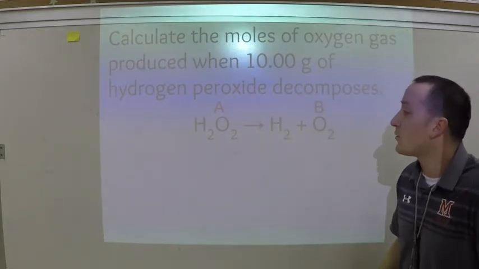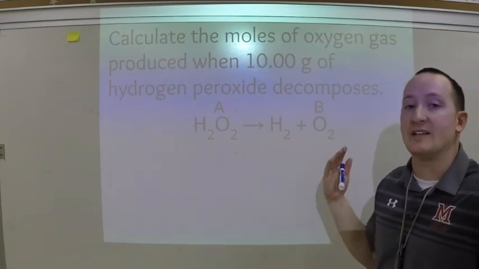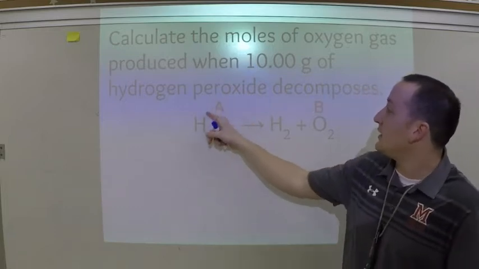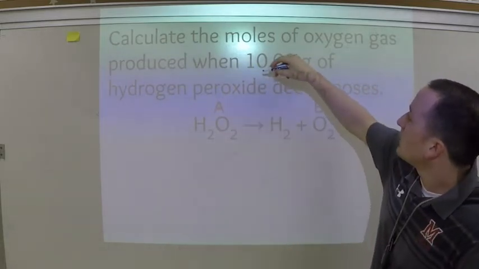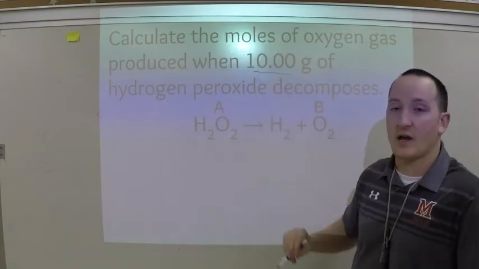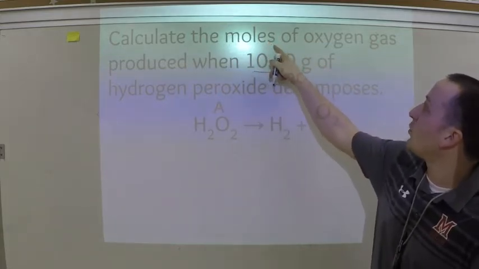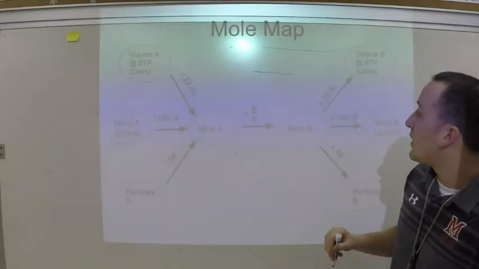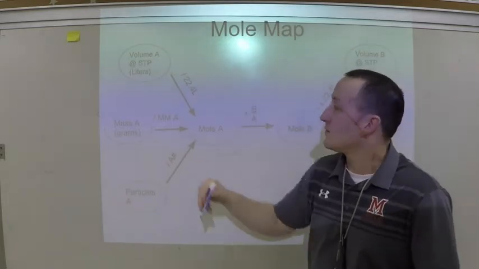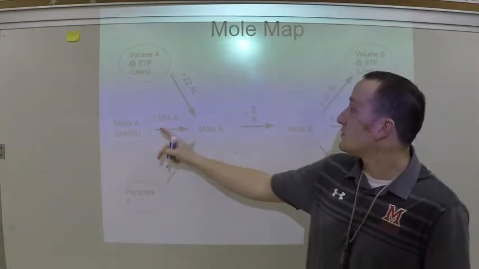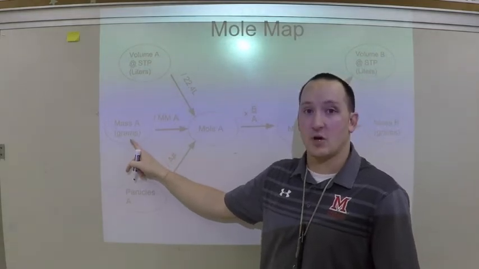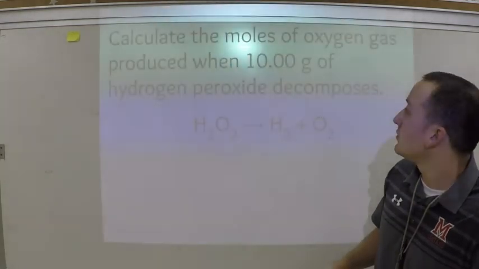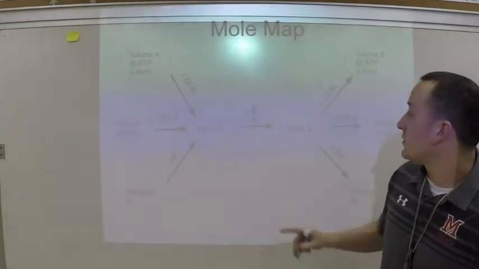Okay? So now I'm going to go to my mole map and identify where I am and where I am going. I am in grams of substance A, or grams of hydrogen peroxide. It asked me to find moles of oxygen. So I'm going back to my mole map. I am in grams of A. So I am here. This is grams of hydrogen peroxide, and it asked me to go to moles of oxygen. So I'm going to go to moles of B.